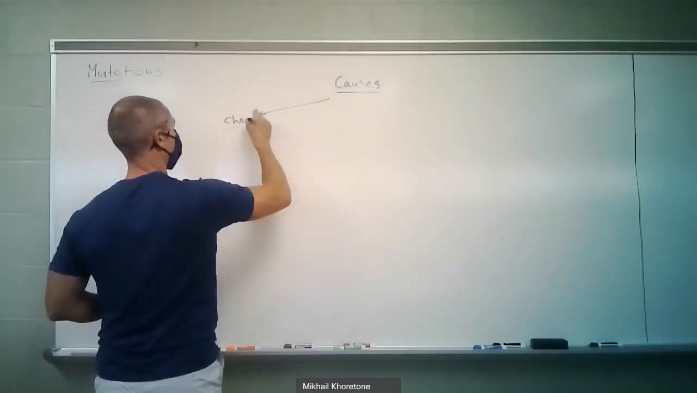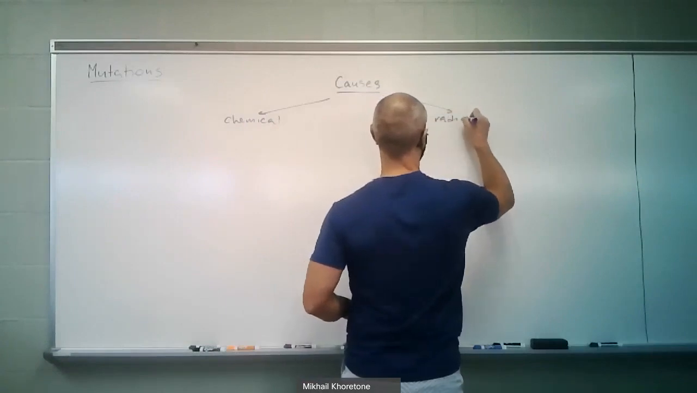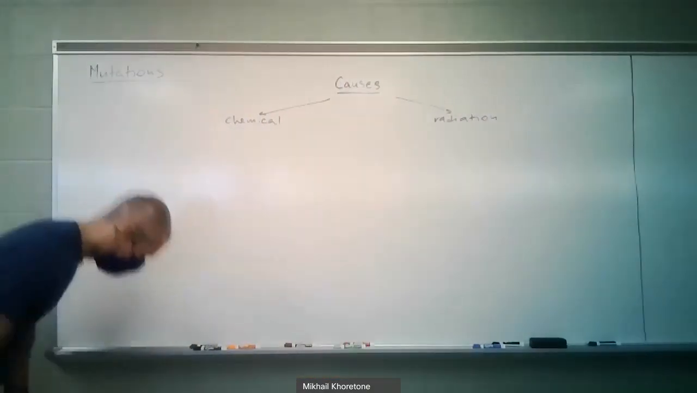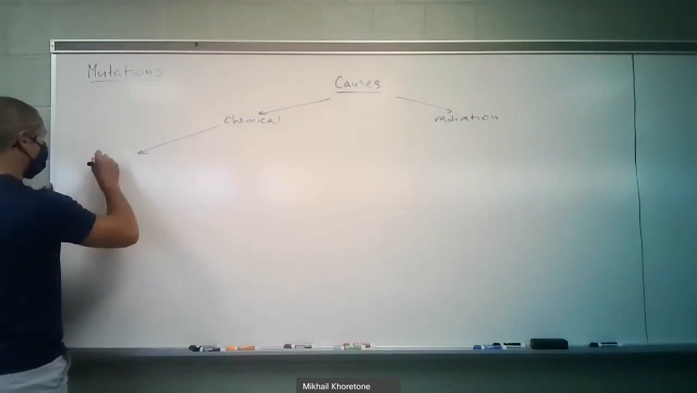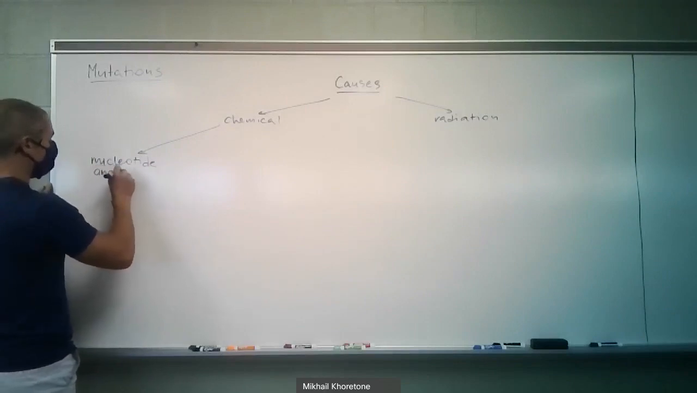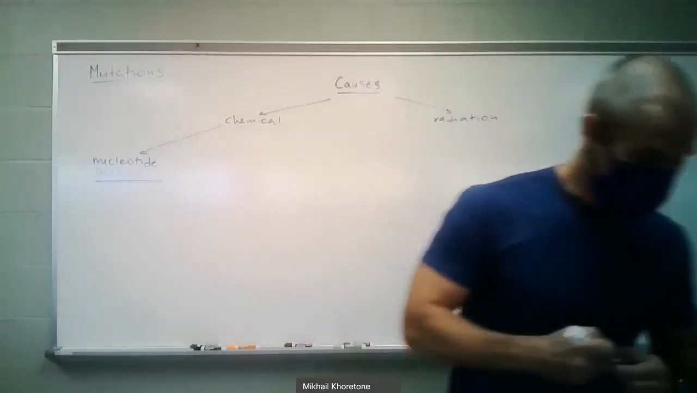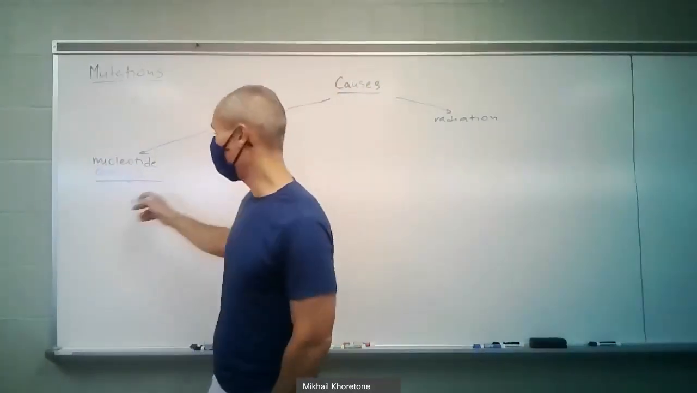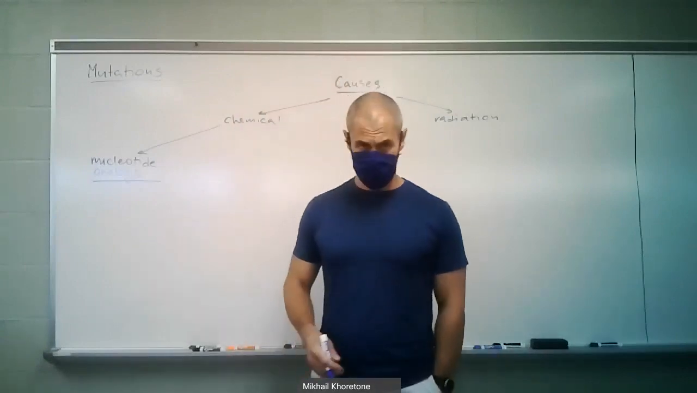So chemical and radiation. We're going to start with chemical mutagens. First one will be nucleotide analogues. In this case, this is something that we as people do not have to worry about. These are used for research purposes.